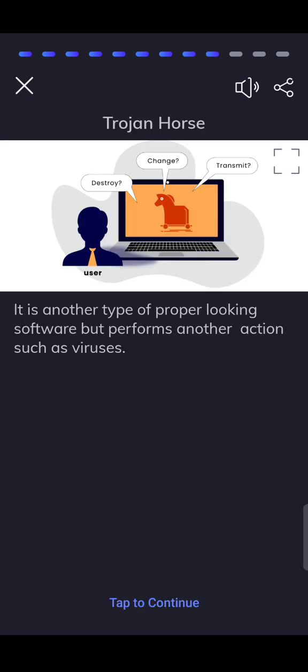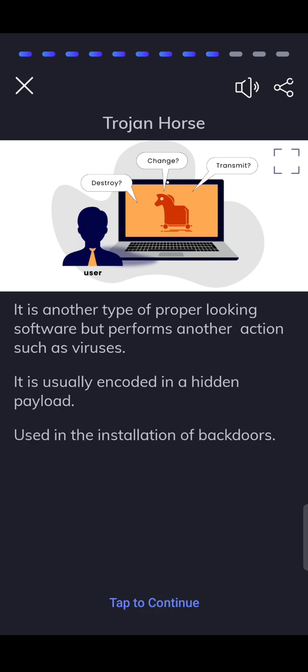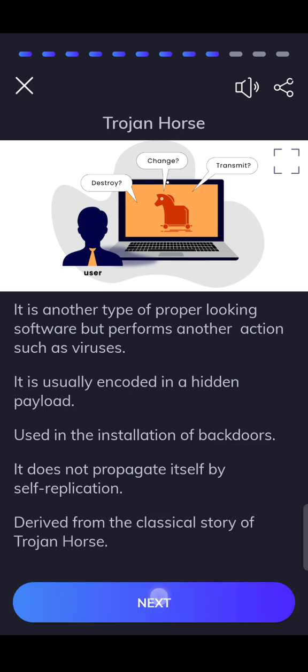A Trojan is another type of proper-looking software but performs another action, such as installing viruses. It is usually encoded in a hidden payload. Used in the installation of backdoors. It does not propagate itself by self-replication. Derived from the classical story of the Trojan horse.